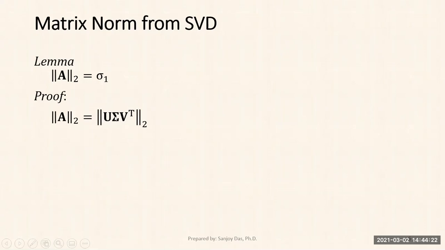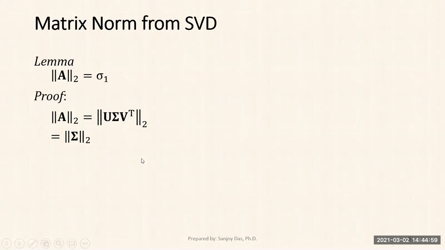Yes. Now, U is what kind of a matrix? A unitary matrix. V is another unitary matrix, correct? So, what's one of the properties of unitary matrices? They preserve the norm. So, since U and V transpose preserve the norm, this is equal to the norm of sigma, correct? So, the norm of A is the same as the norm of sigma.